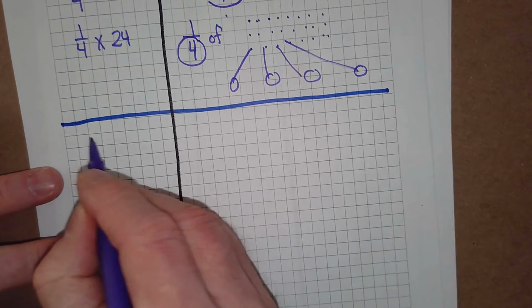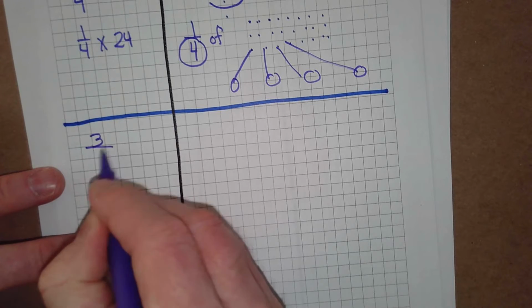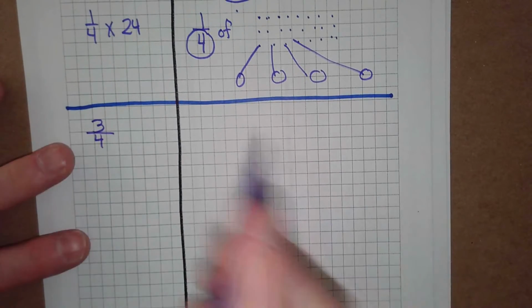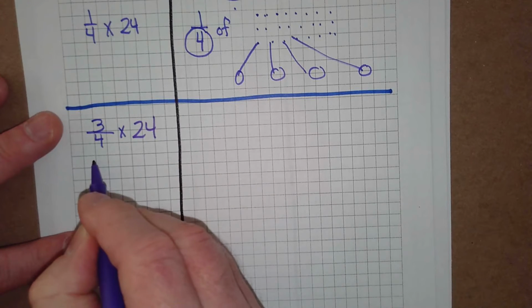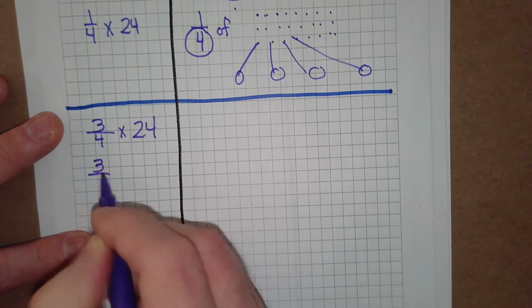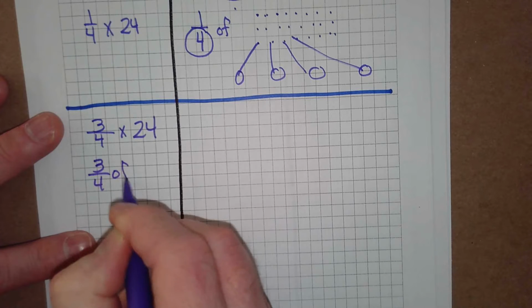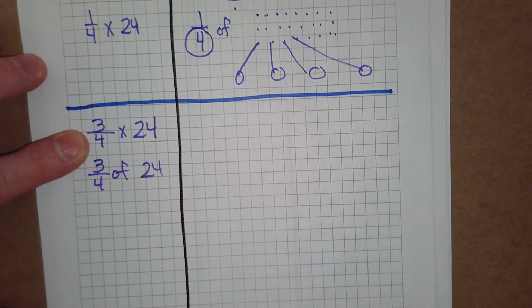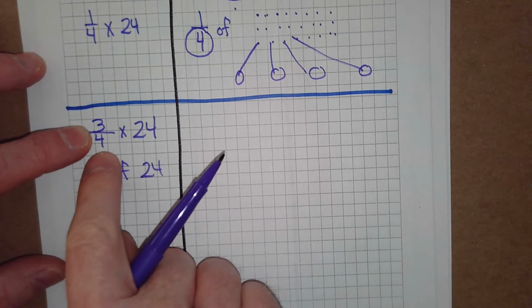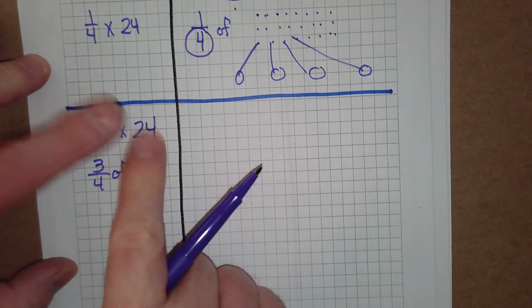Let's try this one. And remember, these are problem strings, so they build off of one another. 3 times 24 means what? 24. Means what? 36. 3/4 of 24, same thing. When you multiply a fraction and a whole, you're really dividing. You're figuring out a fraction, a part of this.